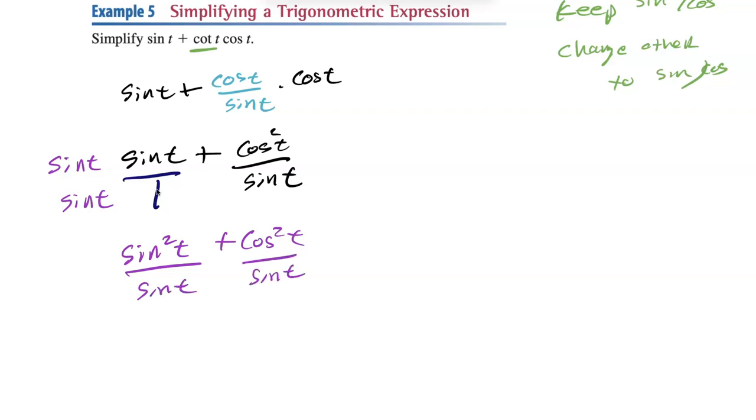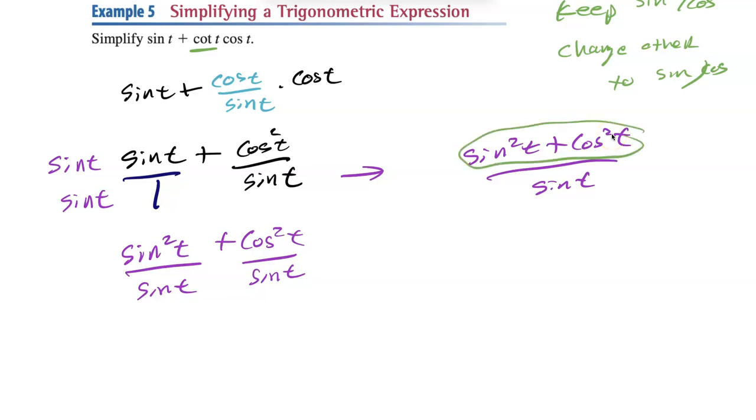Now most of the time you can skip this and just go straight to sine squared t plus cosine squared t over sine of t. Right? Because once you get the common denominator, you can just combine them. So you're going to add this plus that to get this. I'll show you the middle step right here. Sine squared over sine plus cosine squared over sine. They're combined. I have sine squared plus cosine squared. We should know what that is. That is 1. So now I have 1 over sine of t.